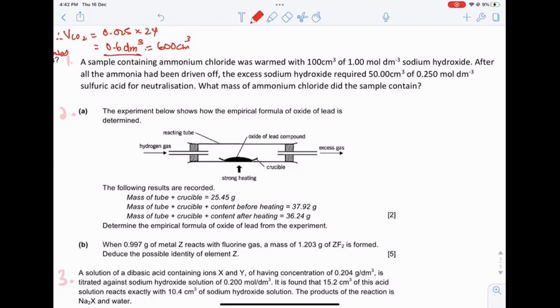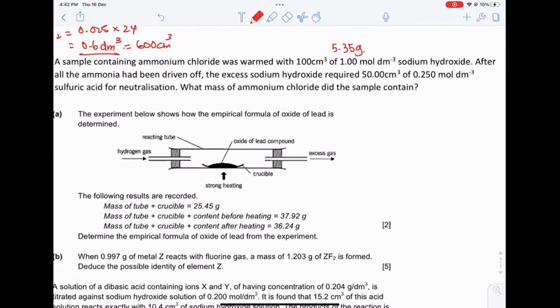Okay, so Ryan, can you tell me what's your answer for this before I start? 5.35 grams. 5.35 grams. Okay. Let me do it step by step.